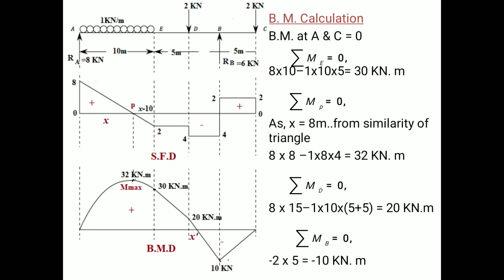But if you observe carefully, bending moment is 0 at this point. So this point is known as point of contraflexure. Again, by using similarity of triangle, we are going to determine that distance where bending moment is 0. So in this manner, we have drawn the shear force diagram and bending moment diagram for the overhanging beam.